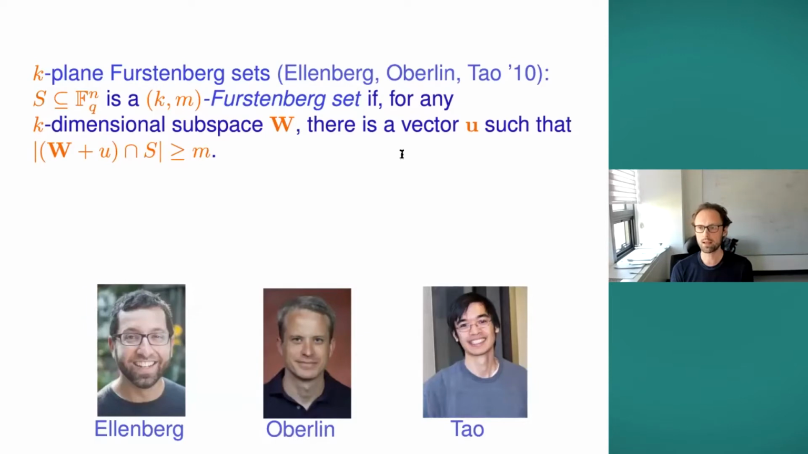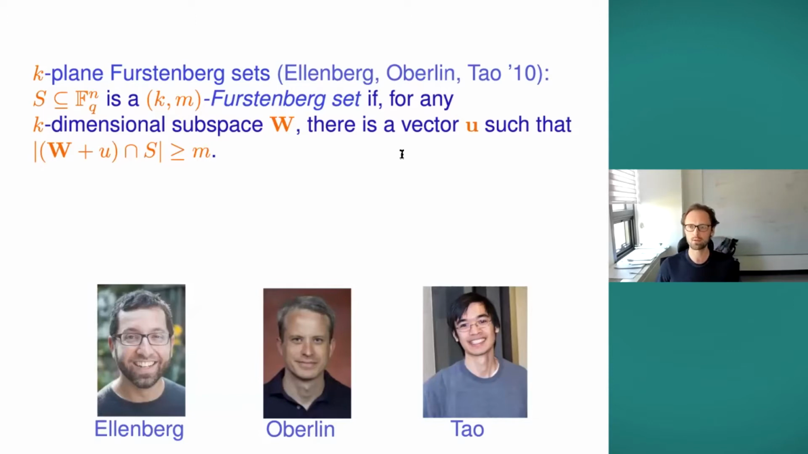What I'm going to talk about today is a generalization of this question, introduced by Ellenberg, Oberlin, and Tao in 2010. Here we say that a set is a K,m Furstenberg set, or k-plane Furstenberg set, if for every k-dimensional linear subspace W, some translate of W intersects the set in at least m points.